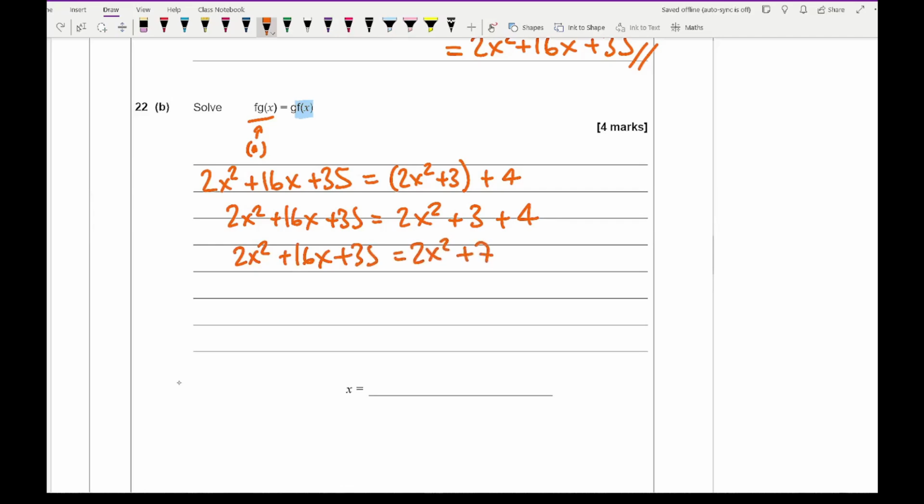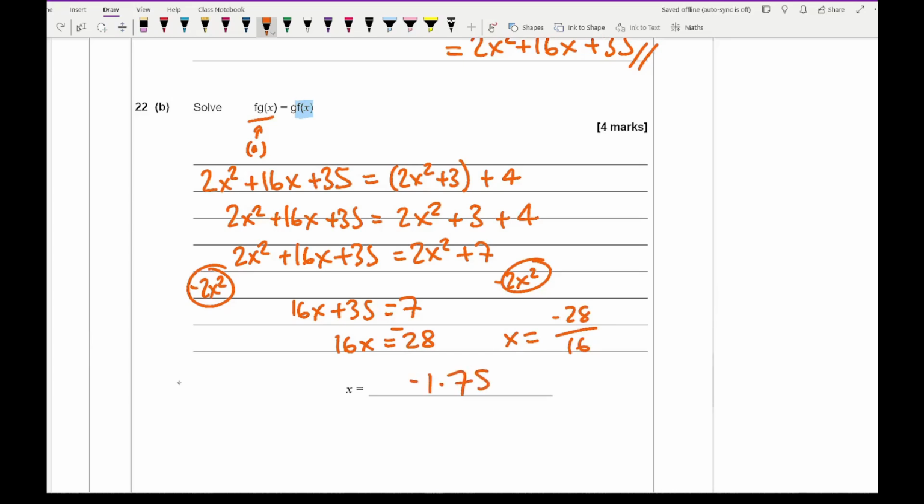plus 7. Then from this, I can take away the 2x squared, so minus 2x squared, minus 2x squared, and I end up with 16x plus 35 equals 7. 16x equals minus 28, and x equals minus 28 over 16, which simplifies and gives me as a decimal of minus 1.75. And we can simplify dividing both numbers by 4, so we get minus 7 over 4, and either of those would be absolutely fine.